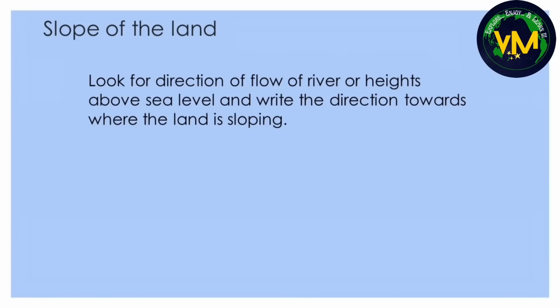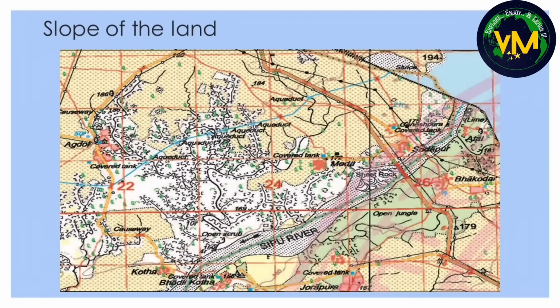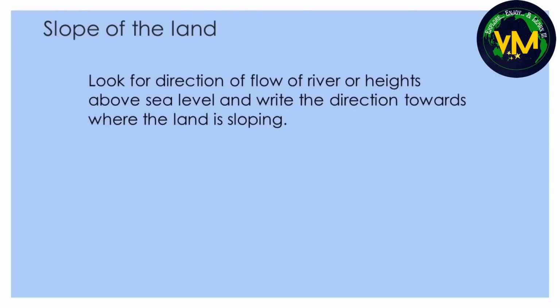When the question is about the slope of the land, always look for the direction of the flow of a river, or look for heights above sea level and write the direction towards where the land is sloping. In this map, when they are asking you the slope of the land, we see Sippu river flowing towards southwest. So you can write the land is sloping towards southwest.